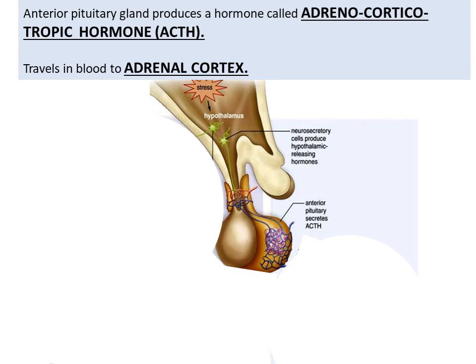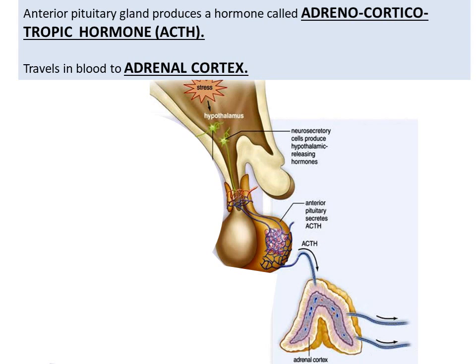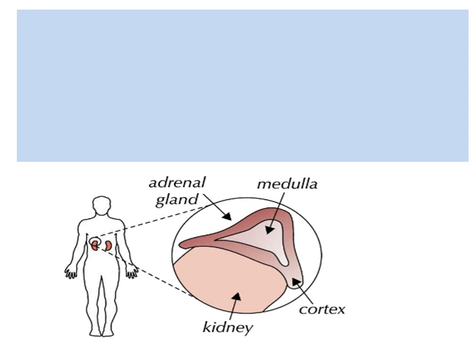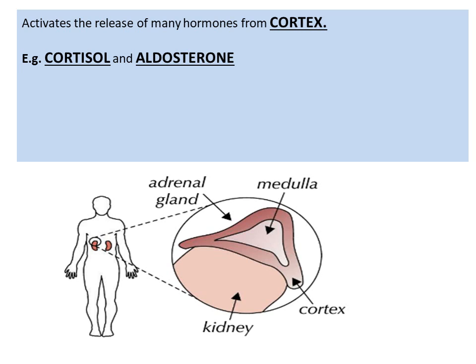And once it's released, it will travel in the blood until it reaches the adrenal cortex. Now, of course, like all hormones, it's just travelling in the bloodstream until eventually it finds a receptor where it has a complementary shape and it binds. So once it reaches the adrenal cortex, the outer region, it will bind to it. When it's there, it will activate many of the hormones from the cortex. And two of the main hormones at this point are cortisol and aldosterone, as we mentioned earlier.